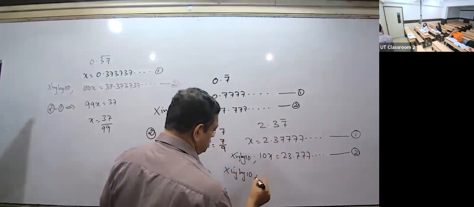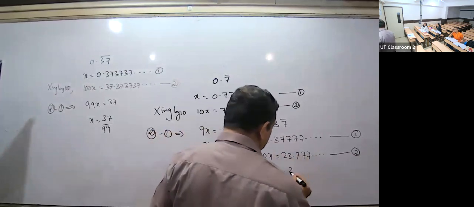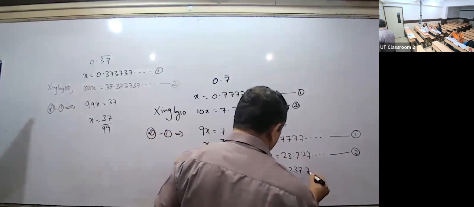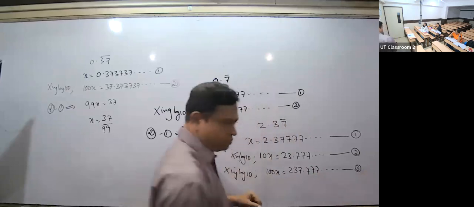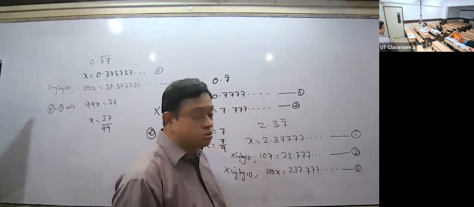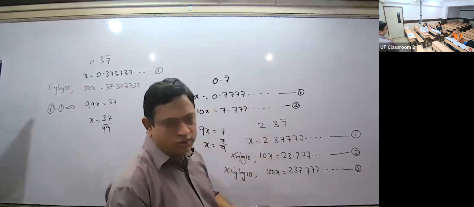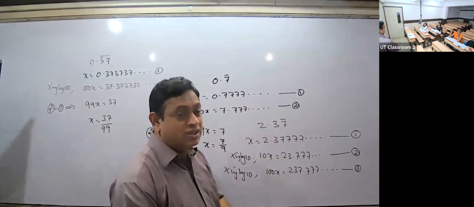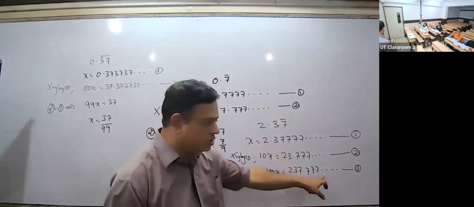So what will you get here? 10 into 10, 100x is equal to, one more place will go, 237.777. This is equation 3. Now which two to subtract? 1 and 2, 2 and 3, 1 and 3? Which one to subtract? 3 and 2. If we subtract 3 and 1, it will not be the same thing. See, after the decimal the 7s subtract.